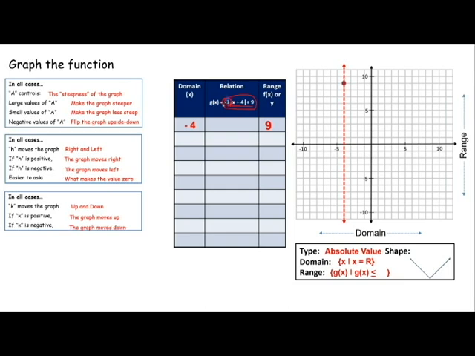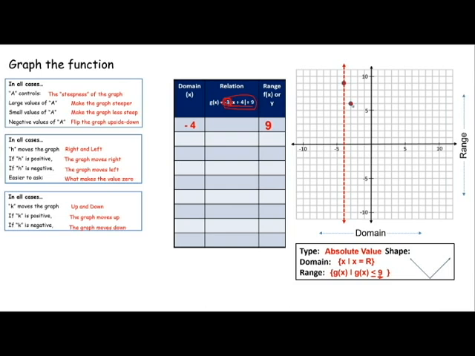And I also know it's going to go down 3 times as fast as what it would normally do. In other words, instead of coming down 1 over 1, it's going to come down 3 over 1. By the way, that also gives us the range, doesn't it? I'm always going to be smaller than 9.